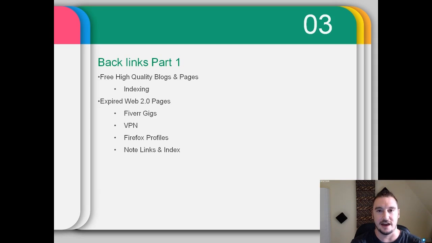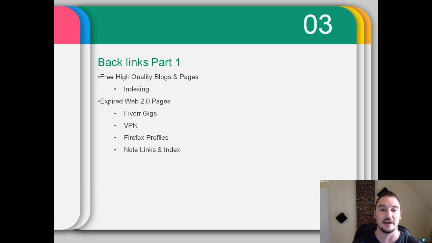Okay, so the next thing that I do, and this is a kind of semi-free method, there is a little bit of an investment here, and you're going to be buying expired Web 2.0 pages. Now, the difference between these and the free pages that we used before, the free pages have what's called domain authority, because they're from blogs like Tumblr and Blogger and places like that that have built up an authority in themselves.